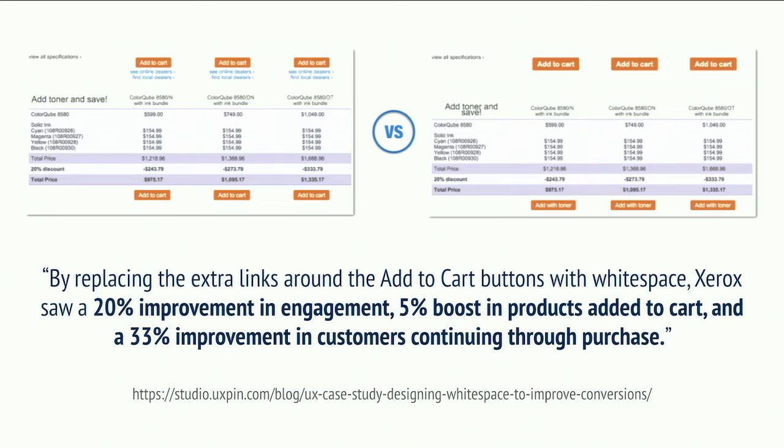For example, in this study, someone just added a little bit more vertical space in between these tables. Before is on the left and after is on the right. And that led to a 20% improvement in engagement, 5% boost in products added to the cart, and a 33% improvement to customers continuing on through to purchase. So white space not just looks good, but it can affect how many customers will go through and pay for something on your website. That's a big deal.